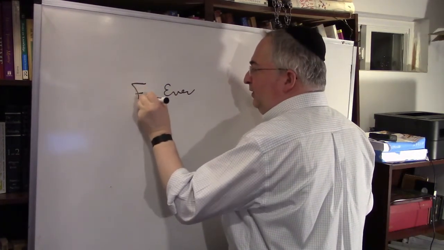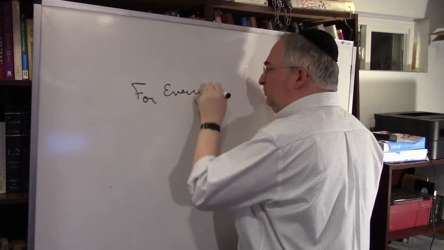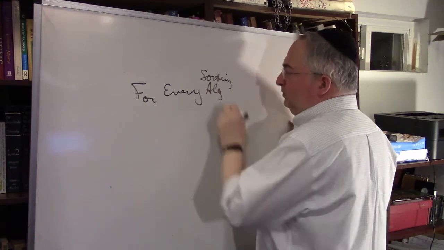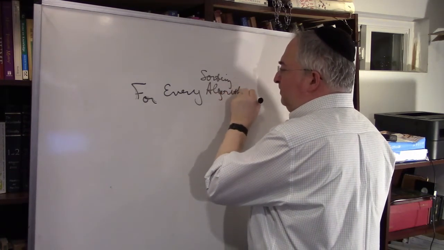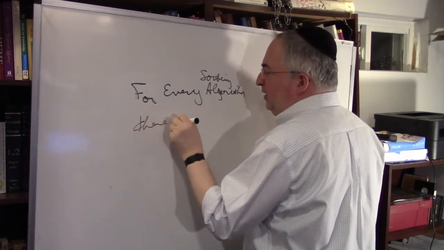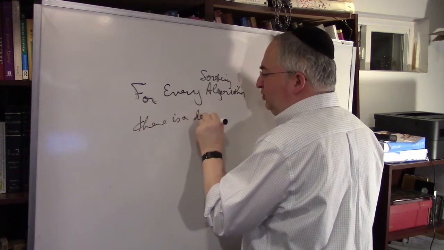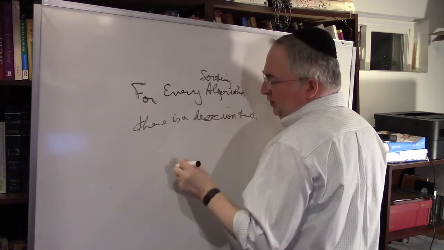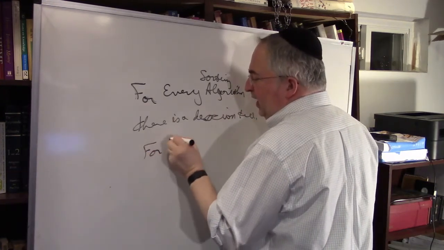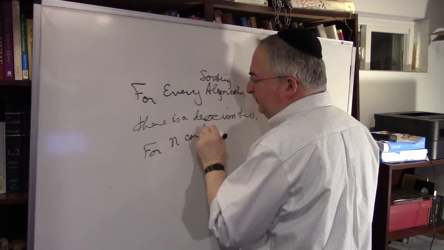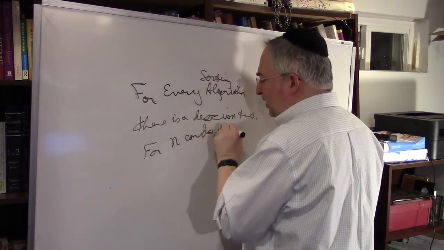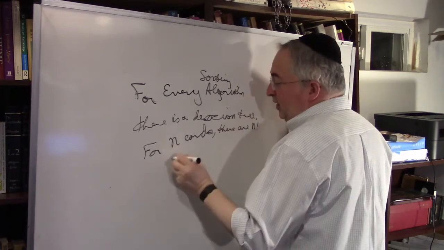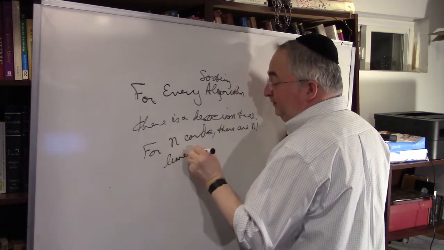For every sorting algorithm, there is a decision tree. Okay. For n cards, there are n factorial leaves.